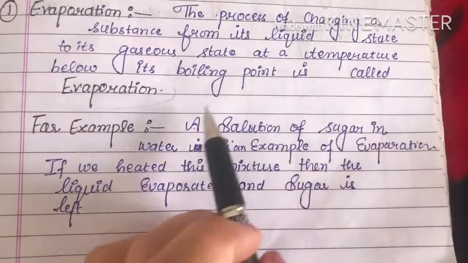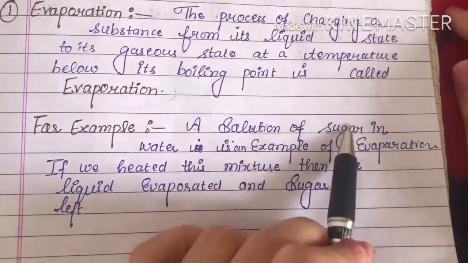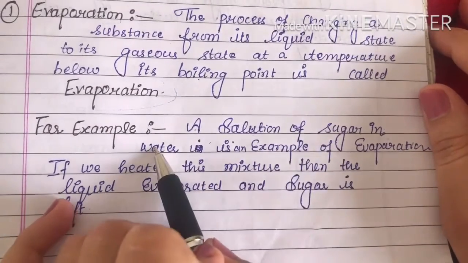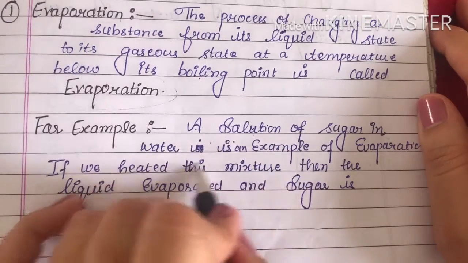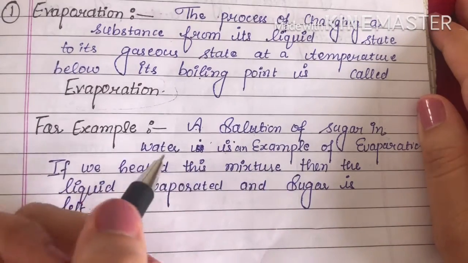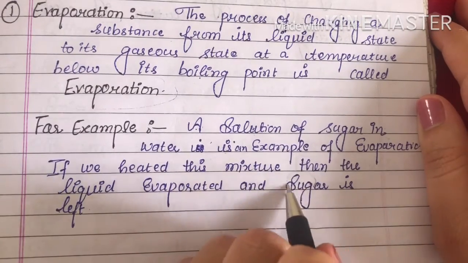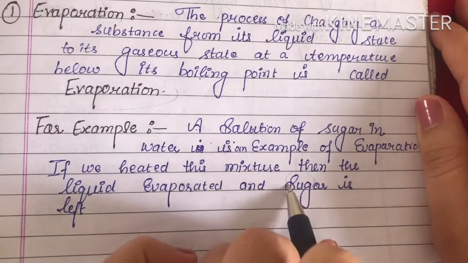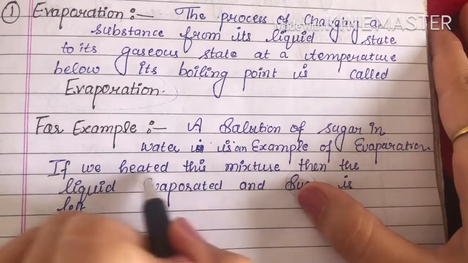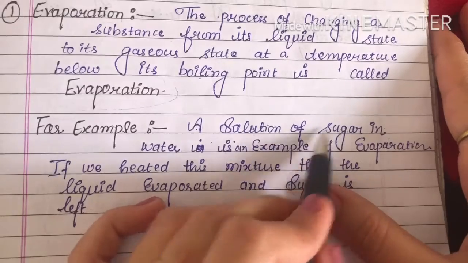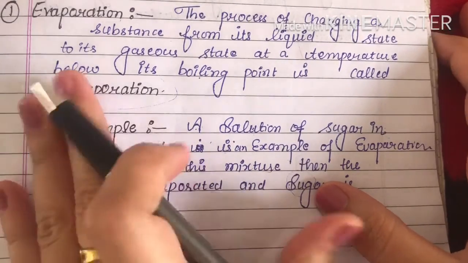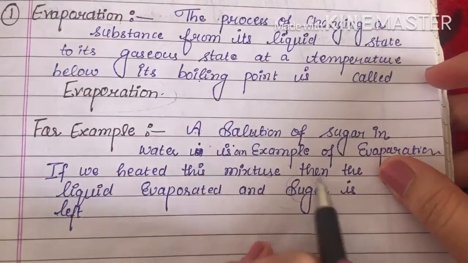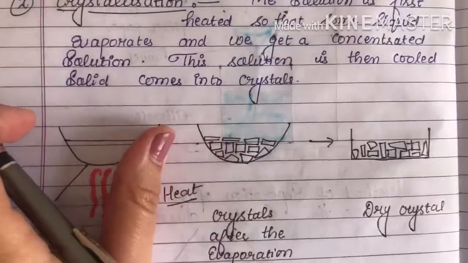For example, a solution of sugar in water is a mixture. When this mixture is heated, the sugar remains in the heating container, and the water present in liquid form is evaporated. So we get the sugar. In this way we separate the sugar from the water.